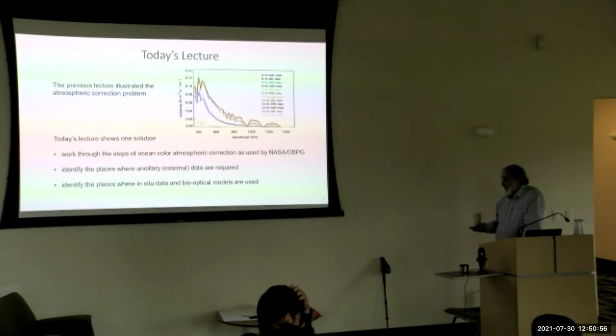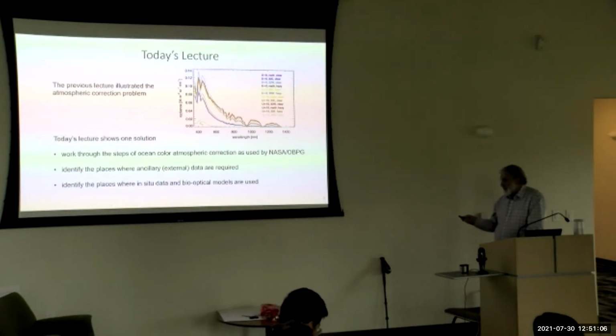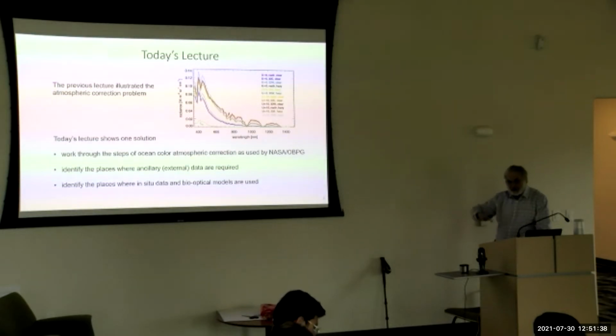Okay, so what we're going to do today in this lecture is just work through the steps that the NASA Ocean Biology Processing Group goes through to actually do this. And we'll see what they're doing. We're not going to dig into all the math, of course, but you'll see how the process works. And along the way, we'll see places where ancillary data are required. That's things like maybe you need to know the ozone concentration or the sea level pressure or whatever. Well, that's not coming out of your MODIS or VIIRS sensor. You have to get that some other way. And we'll see some places where they've built in assumed bio-optical models that allow them to do part of the calculation. So that's where we're headed.